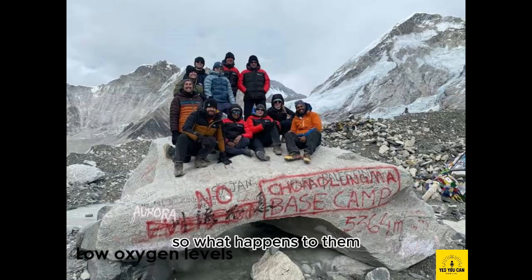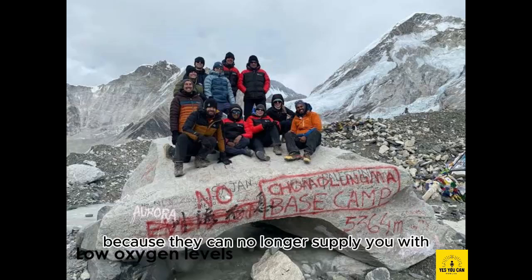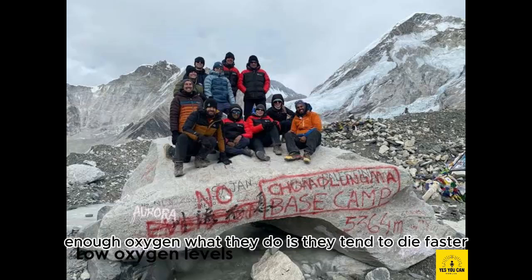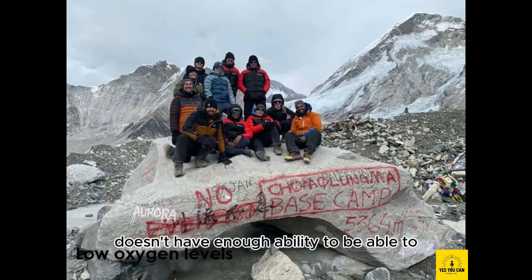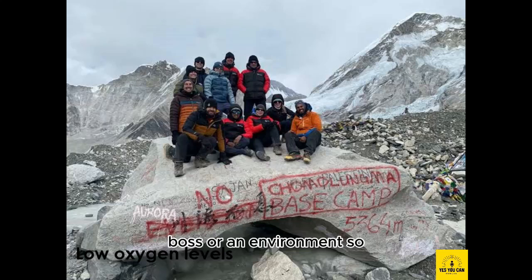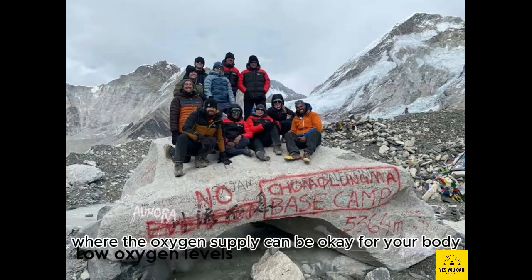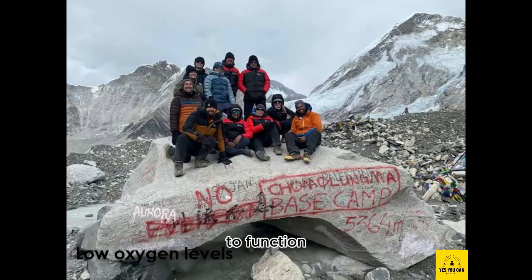So what happens to them? Sickle cells then clog the blood vessels because they can no longer supply you with enough oxygen. They tend to die faster, and the body doesn't have enough ability to produce more of them. This is why flying or going hiking, on unpressurized aircraft, or even finding yourself in a very stuffy bus or environment, is a problem. So patients are advised to avoid high altitude and maintain good oxygen conditions. Always stay in a ventilated place where the oxygen supply can be okay for your body to function.